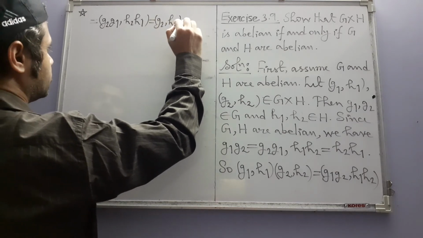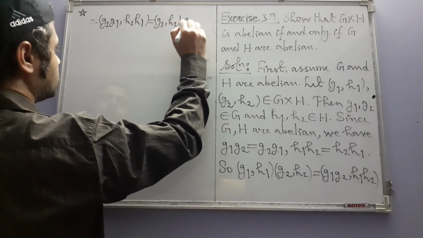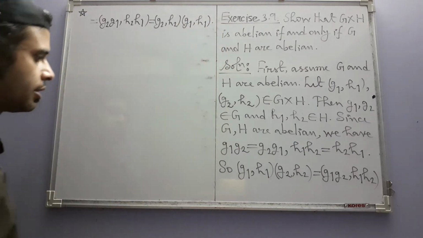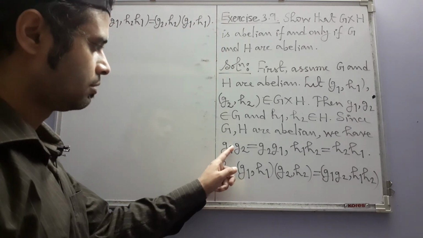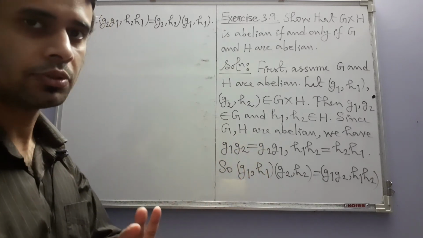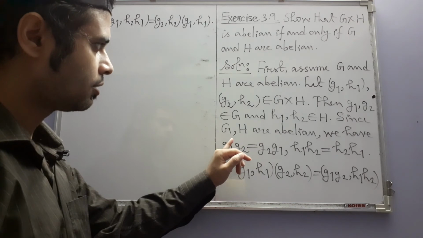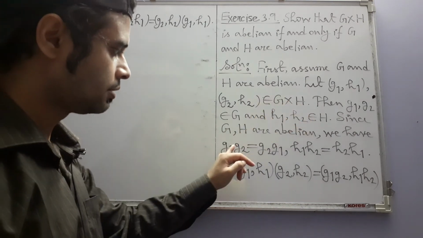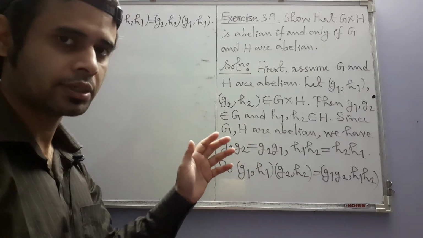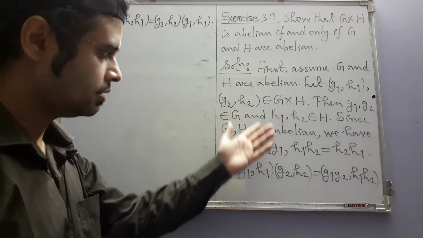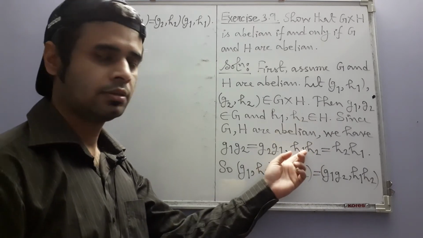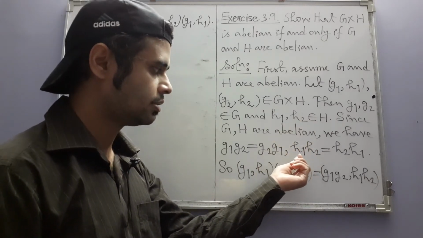G2, H2, G1, H1. You should understand that these products are being calculated in the respective groups. So whatever binary operation we have in these groups, they are there. For example, in between G1 and G2 we have the binary operation that we have in G. Like that, we have the operation in H here. We are using that to calculate this product.